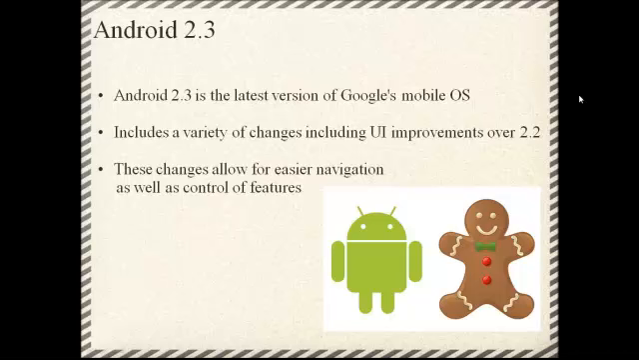2.3 includes a variety of changes over 2.2, a lot of which is an improvement over the UI. These changes were made to allow for easier navigation as well as control of features. However, there is an app known as Launcher Pro, which is a third-party launcher that has a vast amount of features which Android 2.3 and previous Android platforms lack. There are two versions, a free and a paid version, and as you would expect, the paid version unlocks all the features of Launcher Pro.